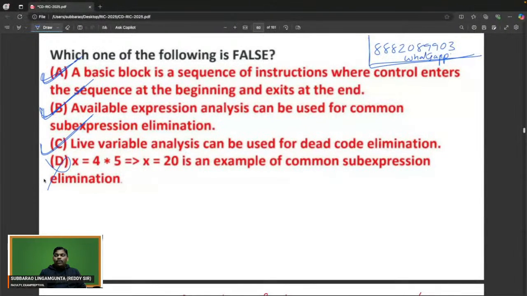Which one of the following is false? D is false, A, B, C are true. Let me know if anyone has any doubt.